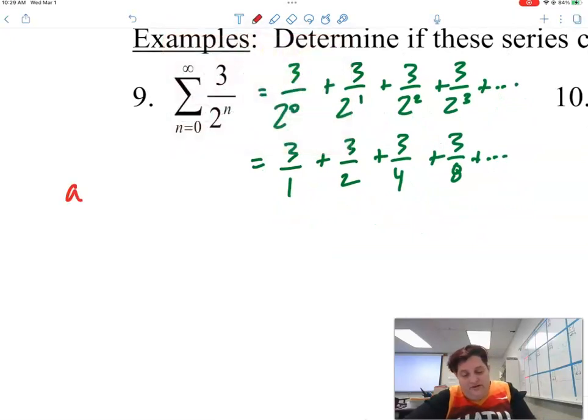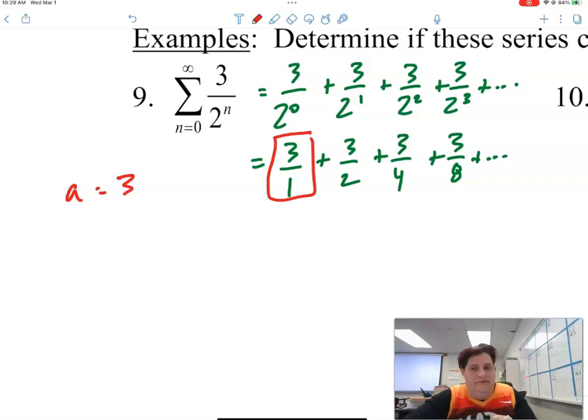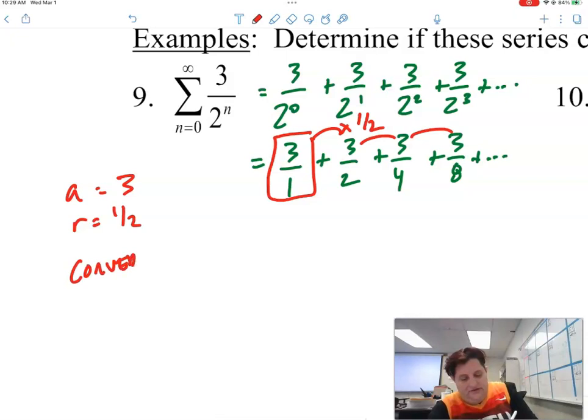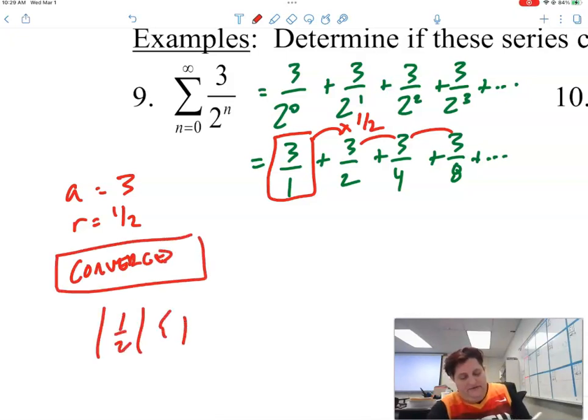So my first term is 3. It's like 3 over 1, but my first term is 3. And what am I multiplying by every time? 1/2. Every time you can see it's multiplying by another 2 on the bottom, so it's multiplying by 1/2. So this definitely converges because the absolute value of 1/2 is less than 1.